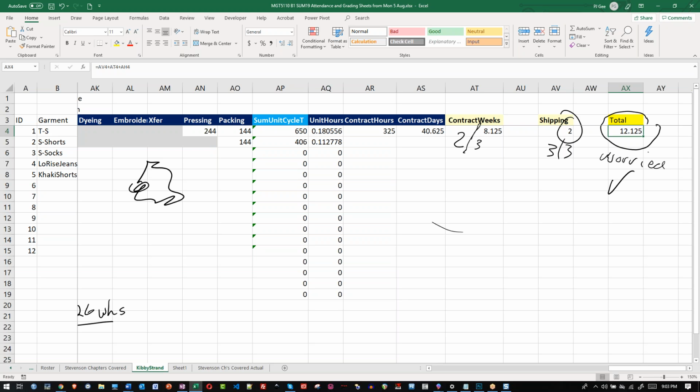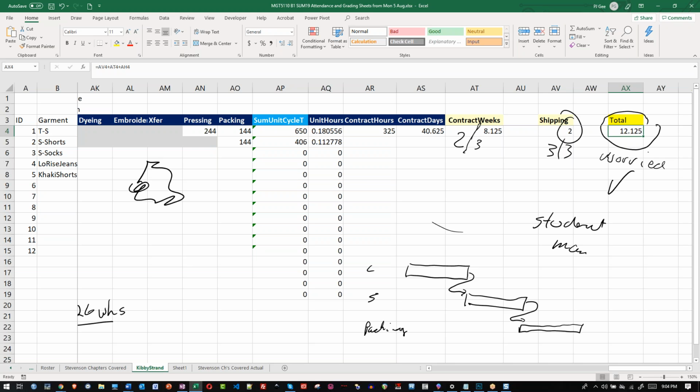How did we come up with this number? We went to the student manual. And the student manual told us that when we're making a garment that we do it in batch mode and we do all the cutting first, then we do some sewing. Let's say we're just making socks, and we do sewing. We do packing because we don't press socks, right?